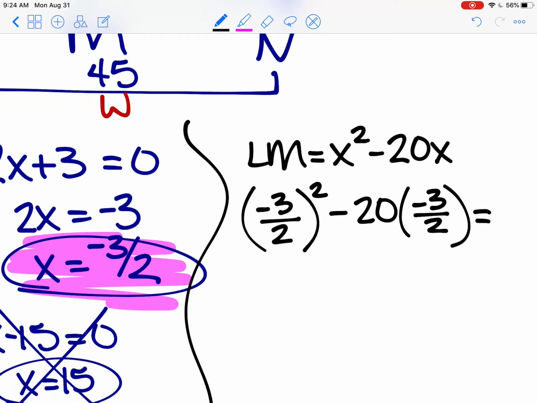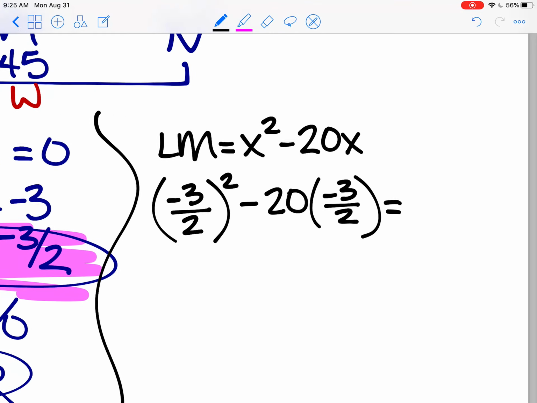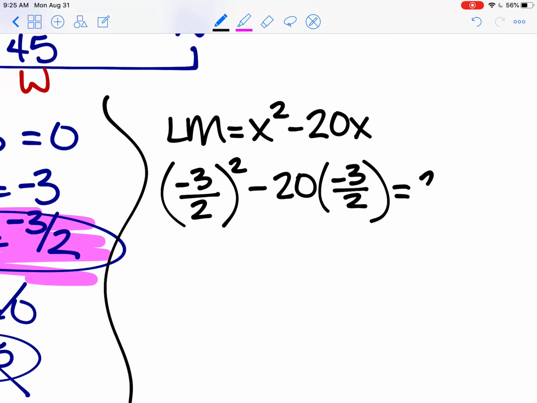And if we were to plug all that in, we would cancel out the negative because when we square a negative, it cancels. So we would square that, do the -20 times the -3/2, and that would give us 32.25.